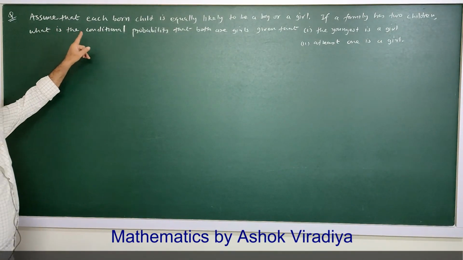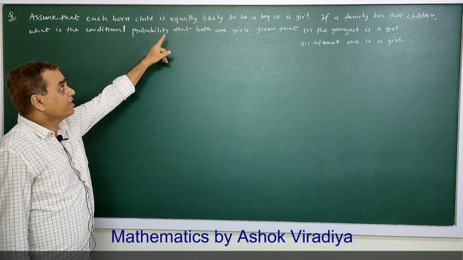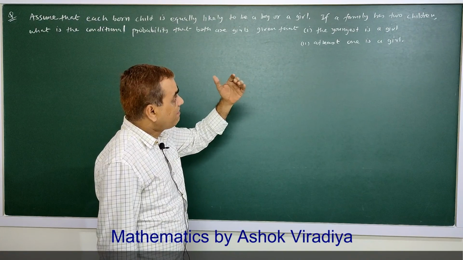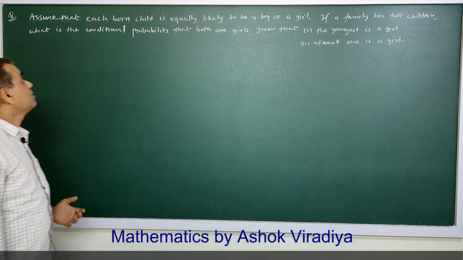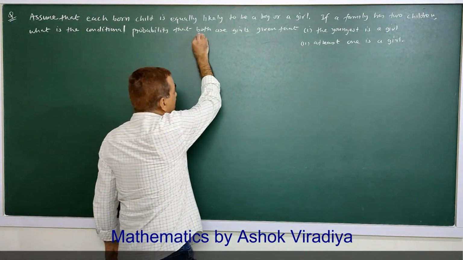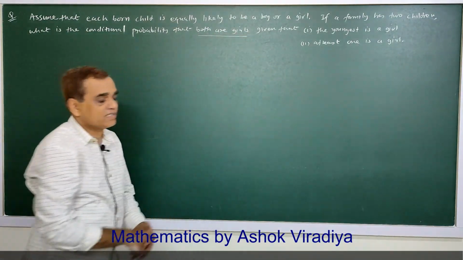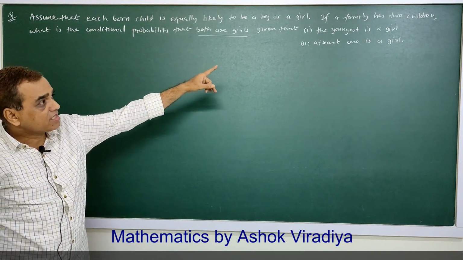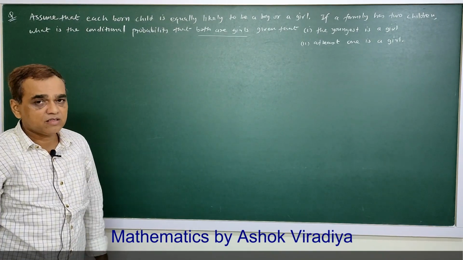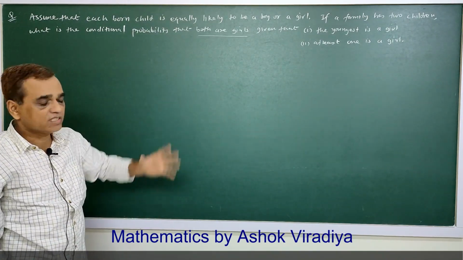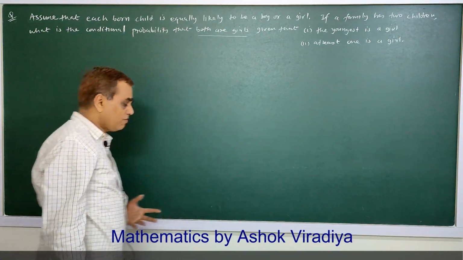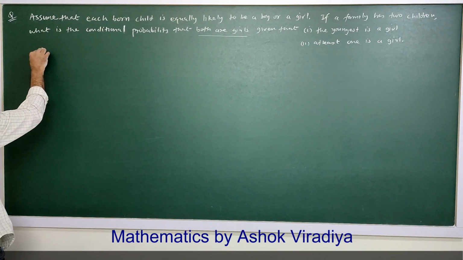Assume that each born child is equally likely to be a boy or a girl. If a family has 2 children, what is the conditional probability that both are girls, given that the youngest is a girl, and given that at least one is a girl? So there are 2 sub questions in this question. See, the family has 2 children. So first of all we write the sample space.